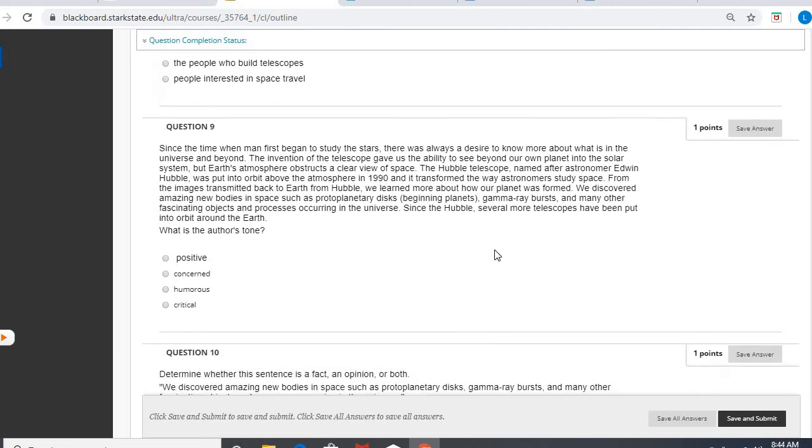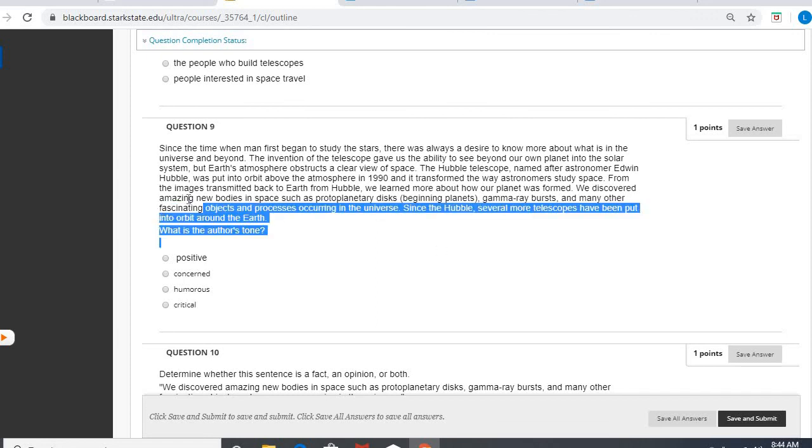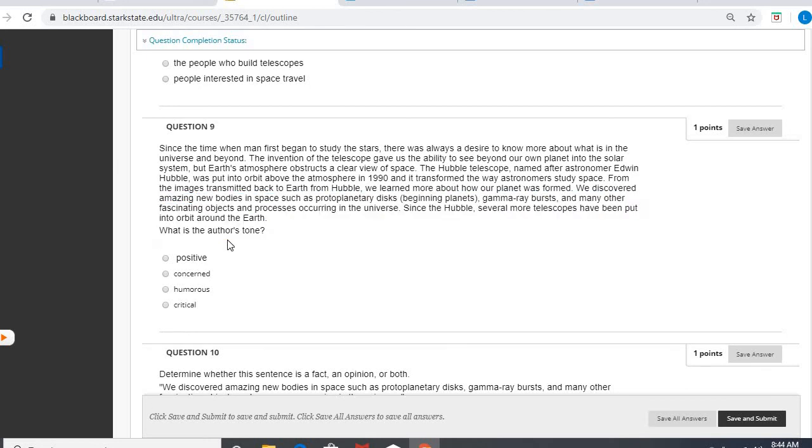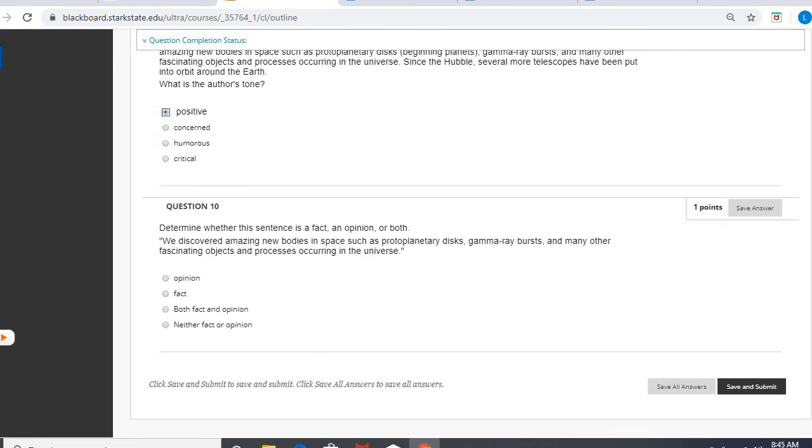Question 9 was the author's tone. Well, if I look at some of the words that are used in here, they use words like fascinating, amazing. Those are pretty positive words. They don't seem concerned. It wasn't necessarily to make you laugh, and it doesn't seem critical or harsh. So they do use some positive words there. And then what's the sentence here? We discovered amazing new bodies in space, such as protoplanetary disks, gamma ray bursts, and many other fascinating objects and processes occurring in the universe.